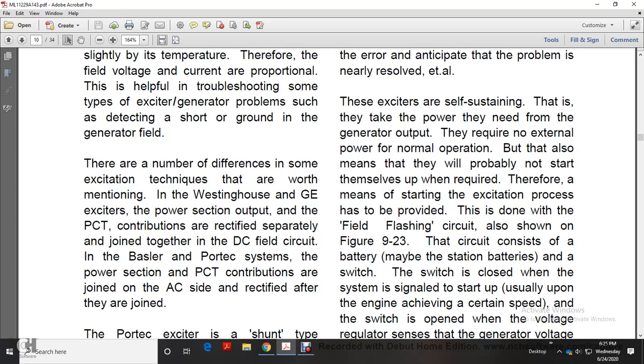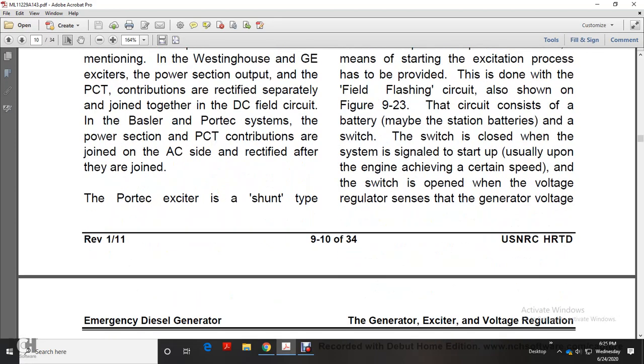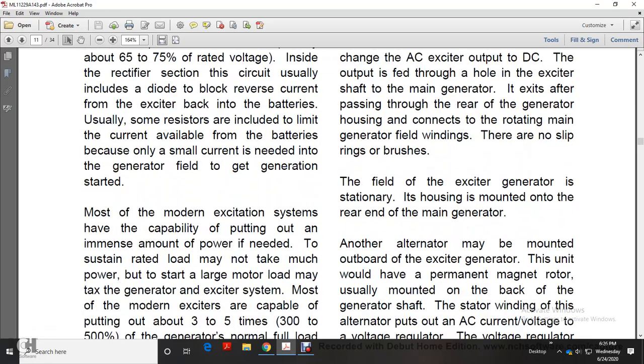The switch is closed when the system signals startup, usually upon the engine achieving a certain speed, and the switch is opened when the voltage regulator senses the generator voltage has built up to a certain value, usually 65 to 75% of the rated voltage, inside of the rectifier section. The circuit usually includes a diode to block reverse current from the exciter back into the batteries. Usually some resistors are included to limit the current available from the batteries, because only a small current is needed in the generator field to get the generation started.